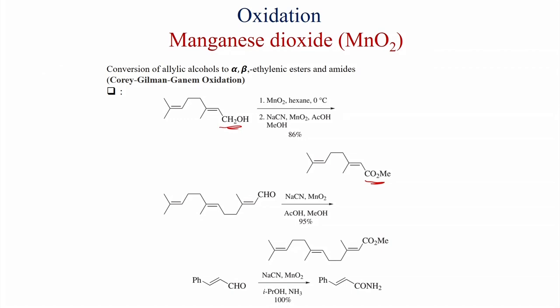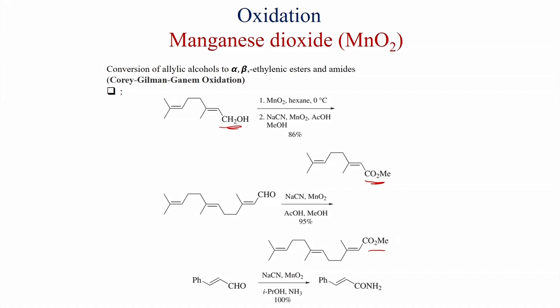Also, this farnesyl alcohol, when it is treated with sodium cyanide and MnO2, acetic acid, methanol, goes to the ester. So, this means that the alcohol first goes to aldehyde, and the aldehyde reacts with sodium cyanide to make a compound, and then it is oxidized again with MnO2, and then in methanol it gives the ester. The detailed mechanism we will see later.